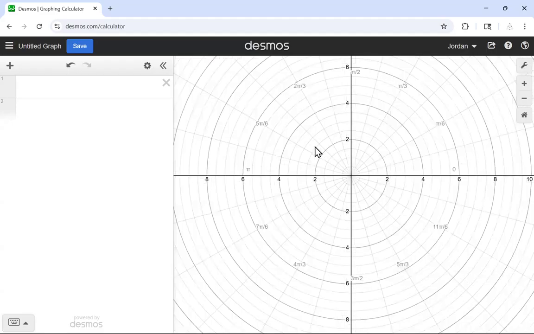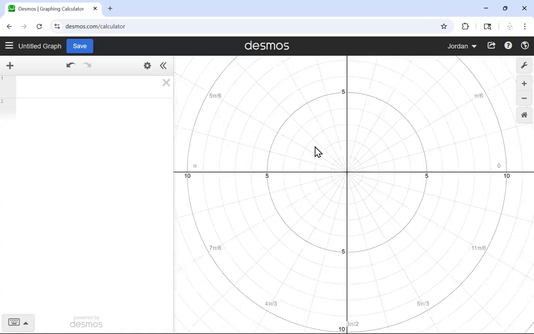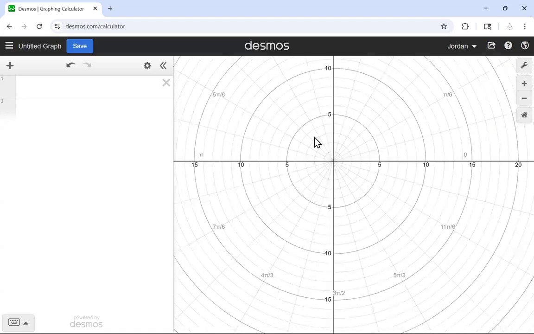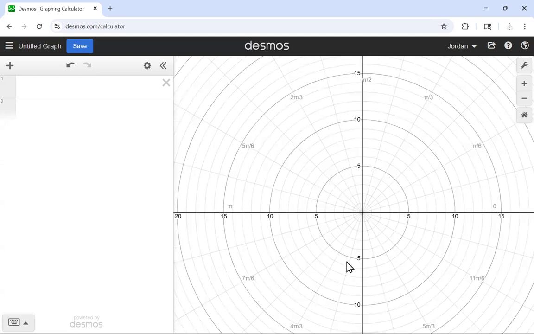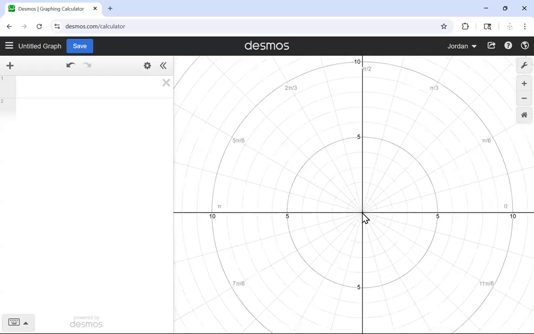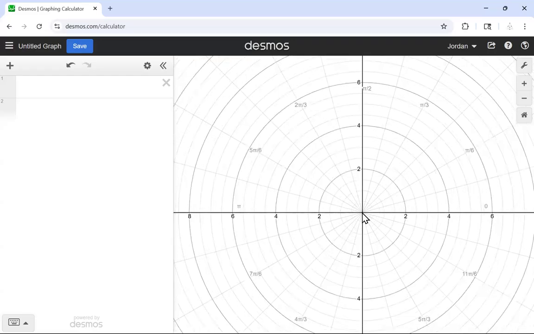Oftentimes, when people graph in polar, they'll switch the grid to looking like this. They'll have concentric circles, and those circles are all centered at the origin or at the pole, and then lines through the origin, lines through the pole. When we graph in polar, we call the origin the pole or origin.